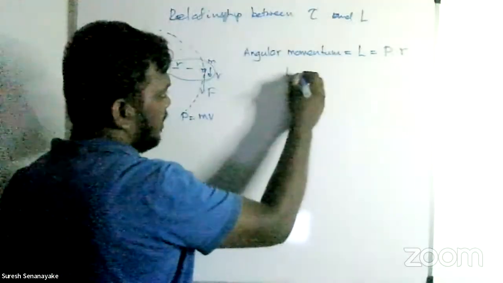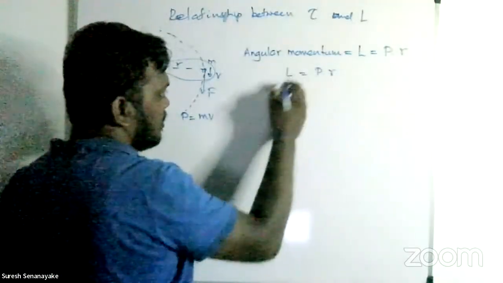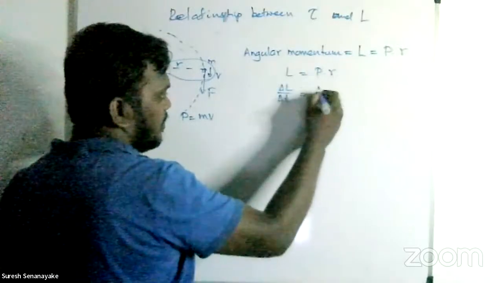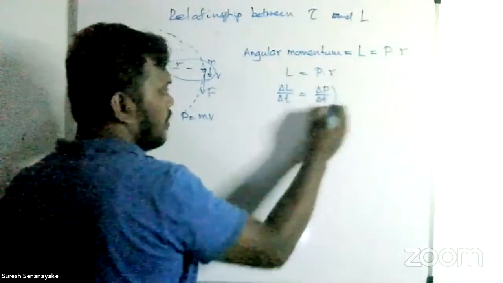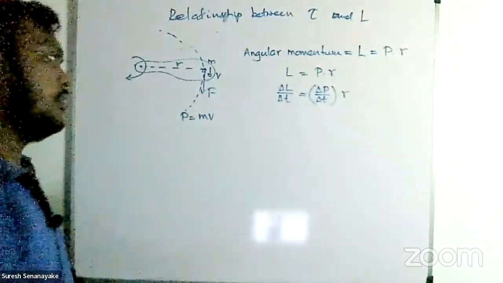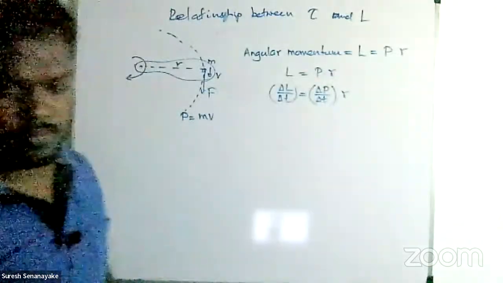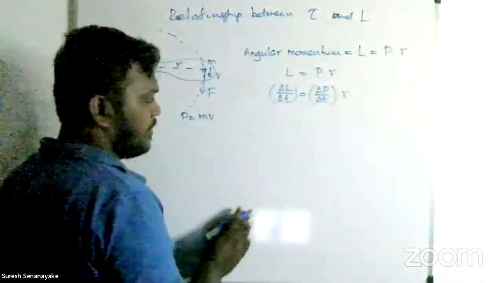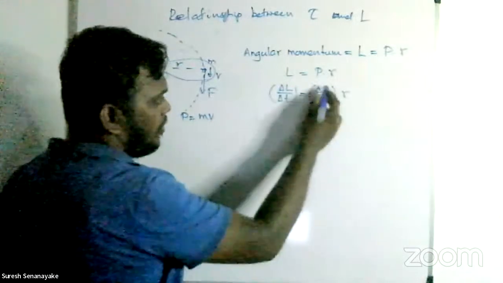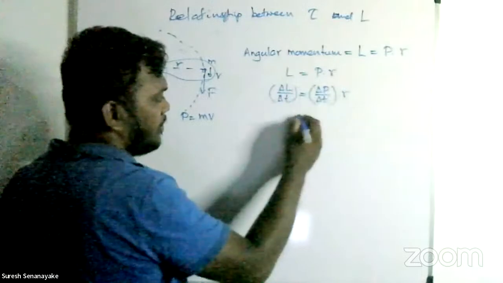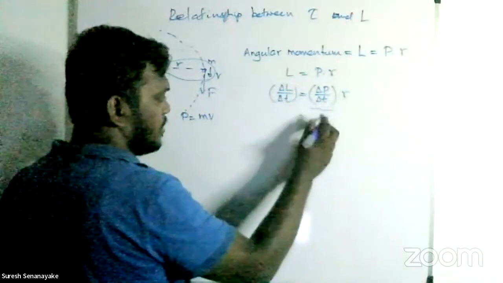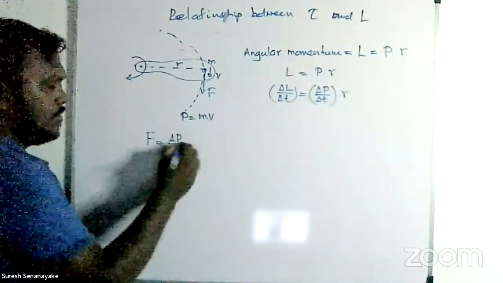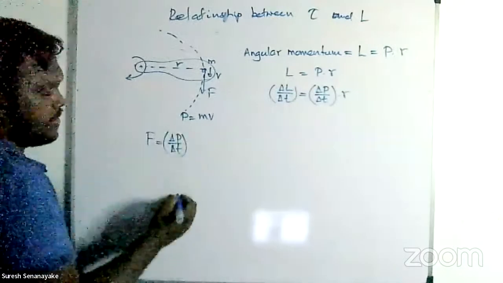By using this relation, p r, you can get the rate of change of the angular momentum, delta L over delta t. Here r is a constant, so then delta p over delta t is in this format. As we know, delta p over delta t is the rate of change of linear momentum, and that equals the force. So force is equal to delta p over delta t, the force applied, from Newton's second law.